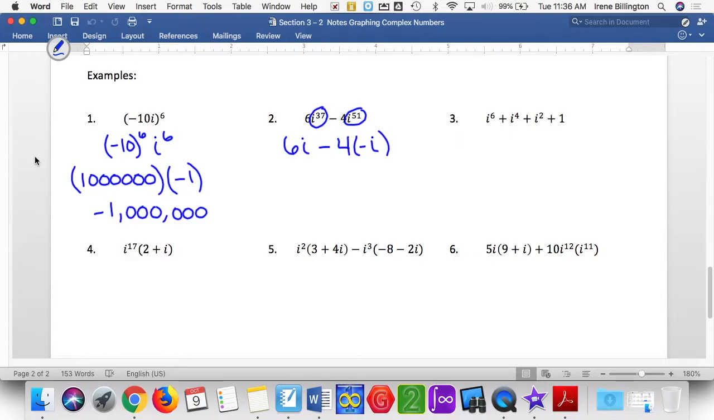To simplify here, -4 and -i becomes plus 4i. So this is 6i plus 4i, which gives me 10i as my final answer.